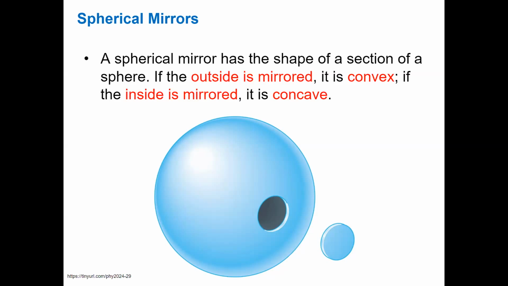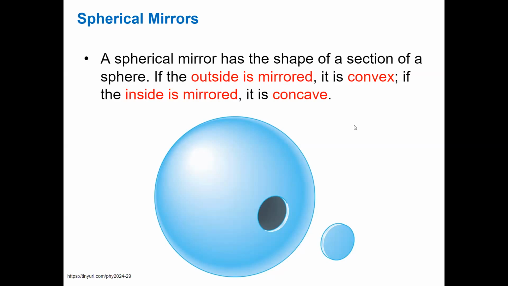For a curved mirror, usually it's a spherical mirror. It's a small part of a sphere that's been cut out, and then one side of it is mirrored. Either the inside of it is mirrored or the outside of it is mirrored. If the outside is mirrored, then it's called a convex mirror. If the inside is mirrored, it's called a concave mirror.